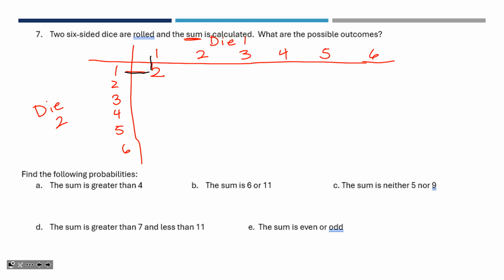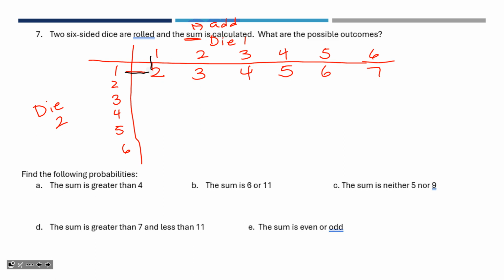So if I think about like a 2 and a 1, I would get a sum of a 3, right? If the first die is a 3 and the second die is a 1, that would be a sum of a 4. A 4 and a 1 would be a sum of a 5. A 5 and a 1 would be a 6. A 6 and a 1 would be a 7. I'm adding these all together, right? Because we said that sum means add them together.